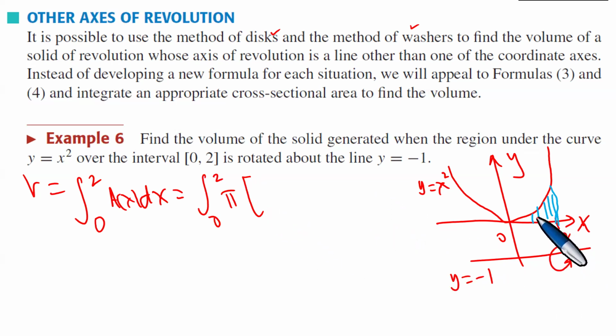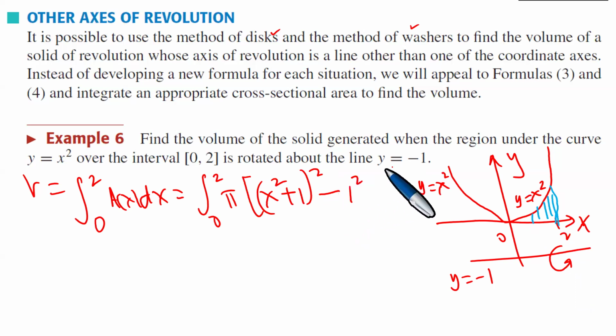But now, because it is revolved about this horizontal axis, you see that the upper curve is x squared, and you must find the distance between the upper curve and the axis of revolution. You need the volume of the solid generated when the region under the curve y equals x squared over the interval from 0 to 2 is rotated about the line y equals -1. So you have x squared plus 1, which is the distance between y equals x squared and this particular axis of rotation, squared, minus exactly 1 squared, dx. Take a look at this.